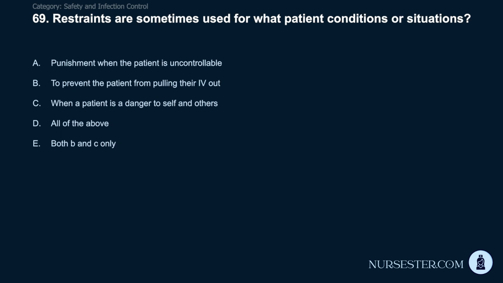69. Restraints are sometimes used for what patient conditions or situations? A. Punishment when the patient is uncontrollable. B. To prevent the patient from pulling their IV out. C. When a patient is a danger to self and others. D. All of the above. E. Both B and C only. Correct answer, E. Both B and C only.